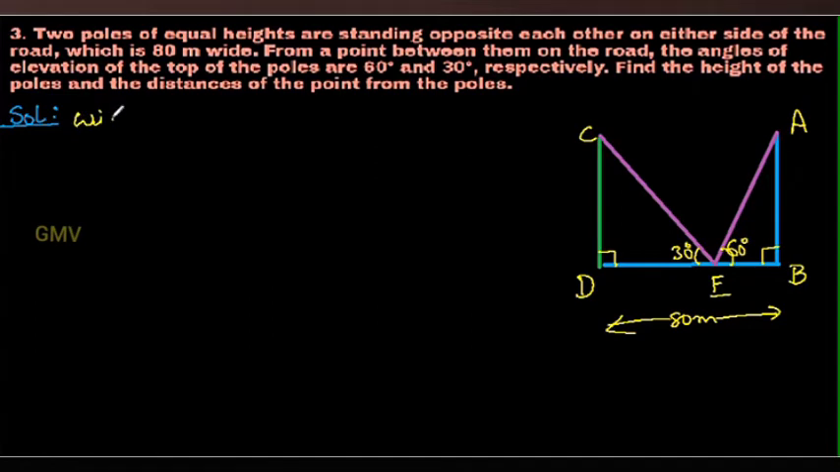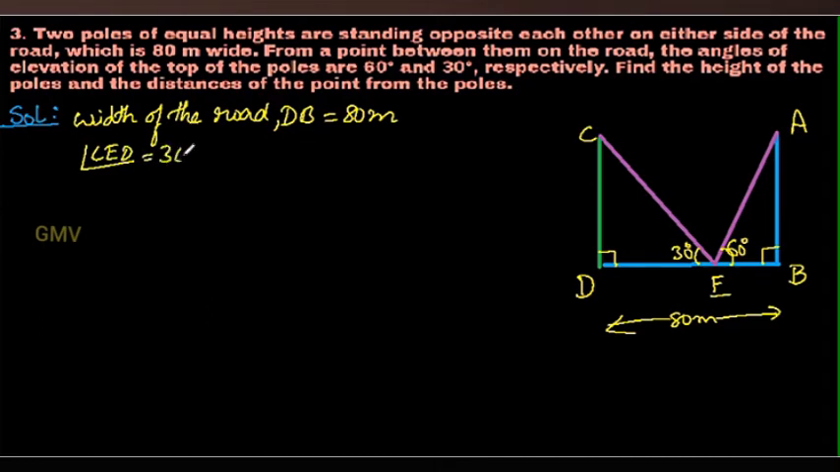Width of the road, that is DB or BD. So DB is equal to 80 meter. So angle CED is equal to 30 degree. Angle AEB is equal to 60 degree. Here we have to find out CD and AB, both are equal. So AB is equal to CD is equal to question mark.